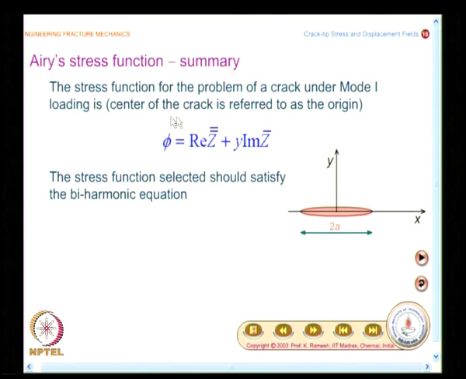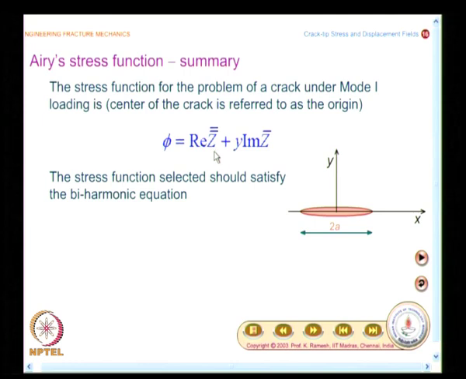Let us continue our discussion on crack tip stress and displacement fields. We had seen elaborately that in theory of elasticity, once the stress function is specified, the problem is completely solved. And in the case of a problem of a crack under mode 1 loading, the Airy stress function is given as real part of Z double bar plus y imaginary part of Z bar. The Z is a Westergaard stress function.